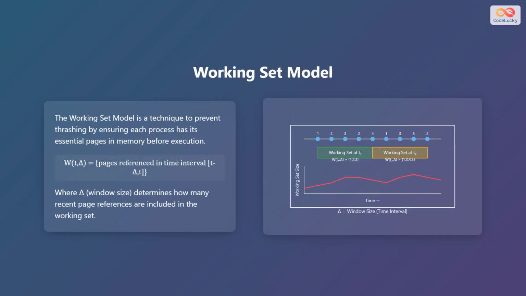The working set model is a technique used to prevent thrashing. It ensures that each process has its essential pages in memory before execution. The formula here, W(t, delta) equals the set of pages referenced in the time interval between t minus delta and t, defines the working set. Delta, also known as the window size, determines how many recent page references are included in the working set.